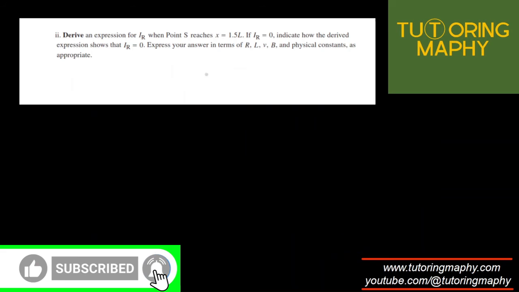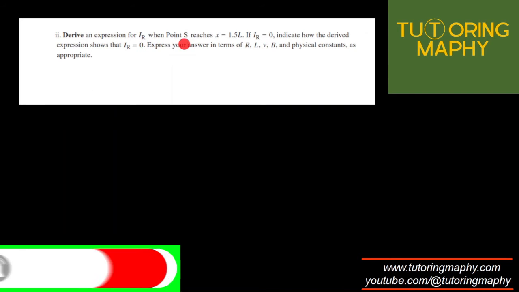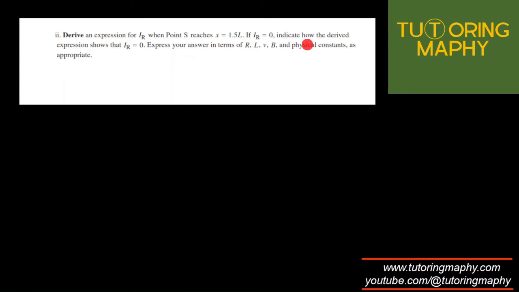Write an expression for the induced current when point S reaches this. If IR is 0, indicate how the derived expression shows IR is 0. Determine the answer in terms of this and physical constants. Okay, all right. So if we want to find the current at this point, the induced current, for that we need the induced EMF, right?